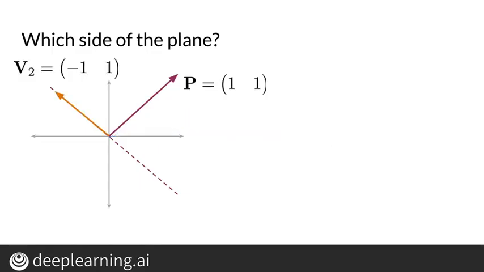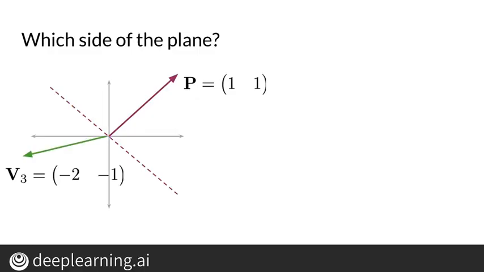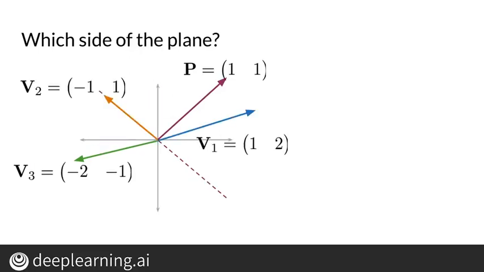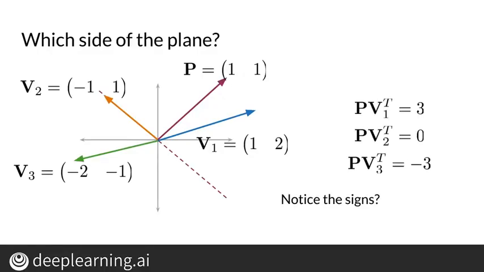Now let's look at vector 2. If you take the dot product of P with vector 2, you get 0. Finally, let's look at vector 3. If you take the dot product of P with vector 3, you get negative 3. So the dot products are 3, 0, and negative 3. Do you notice something about the signs and how they're related to their position relative to the red plane? When the dot product is positive, the vector is on one side of the plane. If the dot product is negative, the vector is on the opposite side of the plane. If the dot product is 0, the vector is on the plane.